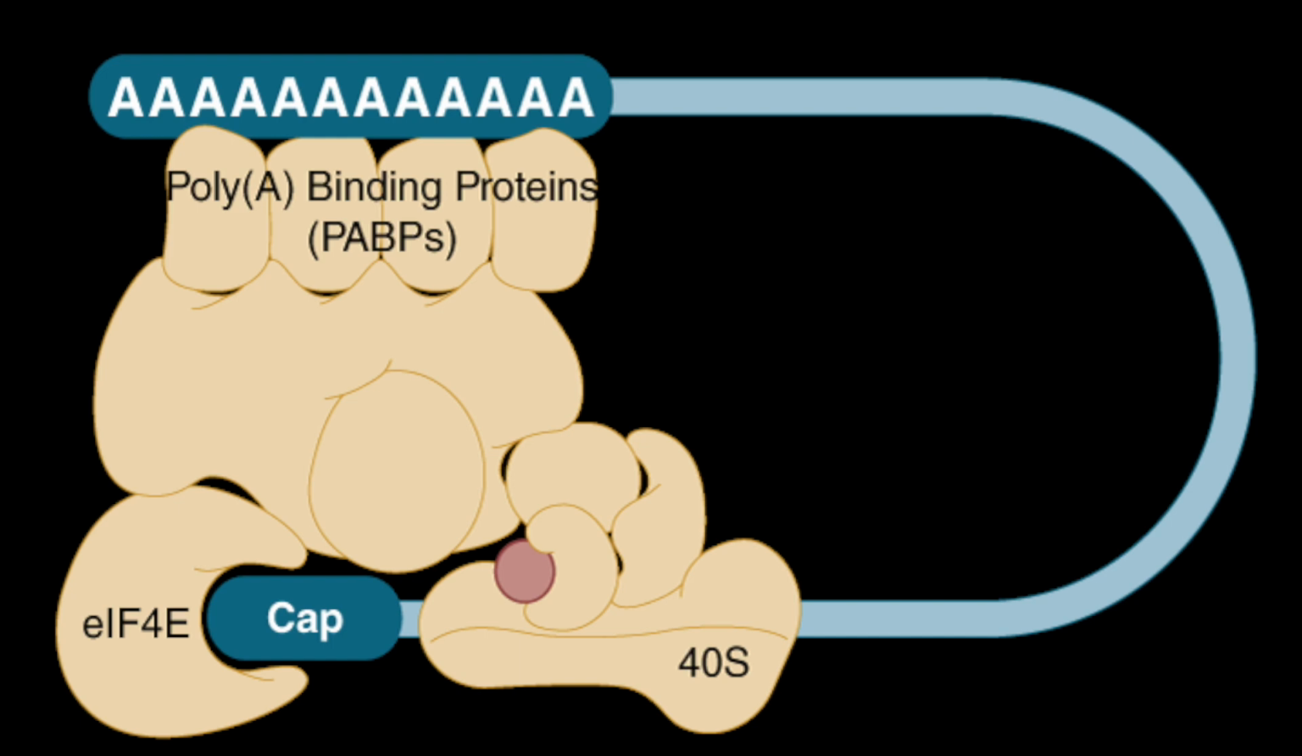The 3' poly A tail is a long sequence of adenine nucleotides added to the end of the mRNA and increases the mRNA stability in the cytoplasm. It also assists in the termination of transcription.